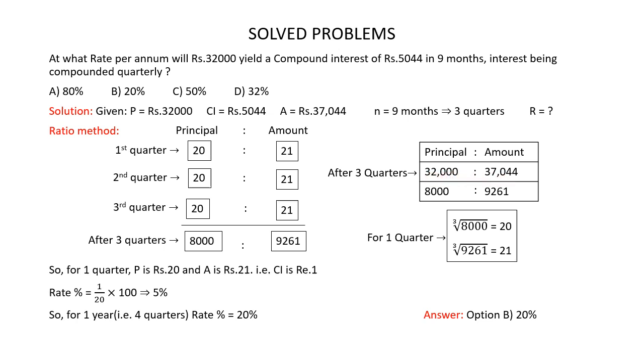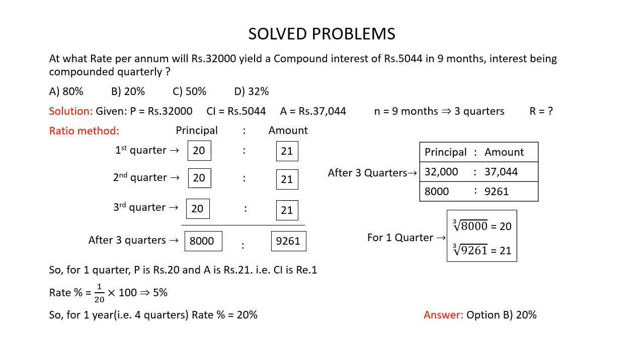So principal is to amount after 3 quarters is given as 32,000 is to 37,044. Now you have to reduce these two numbers till you get perfect cubes. Now 32,000 divided by 4 gives 8,000. 37,044 divided by 4 is 9,261. As you can see here, both 8,000 and 9,261 are perfect cubes. The cube root of 8,000 is 20 and cube root of 9,261 is 21. This means for 1 quarter, the principal is rupees 20 and the amount is rupees 21.